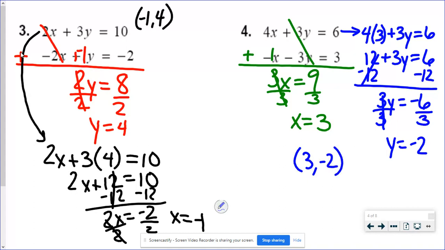Remember, it's not because we happen to find the 3 first, it's because the x always goes first in the ordered pair.